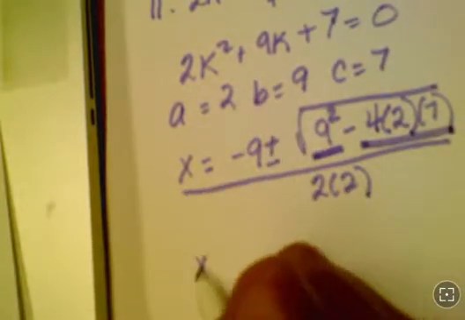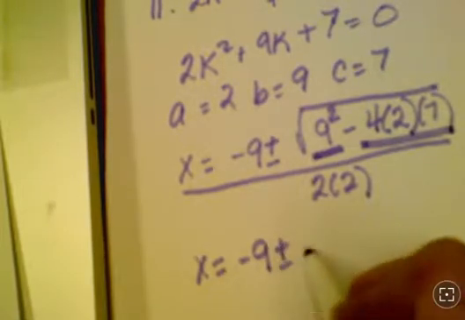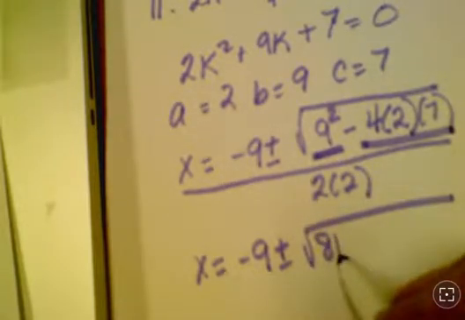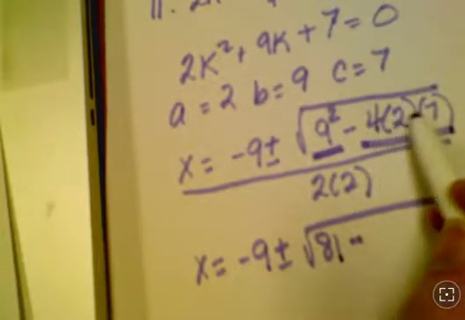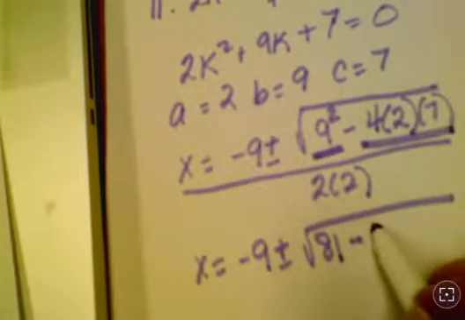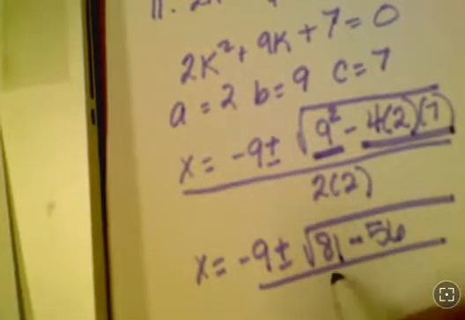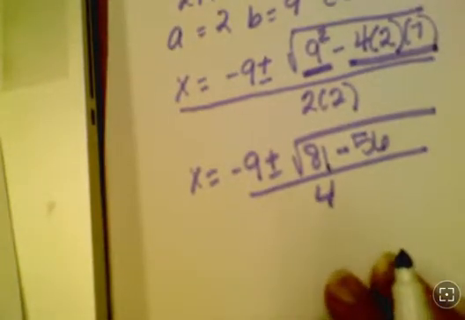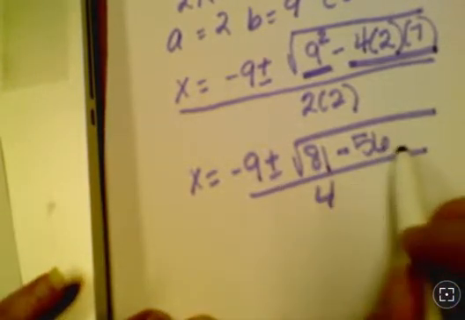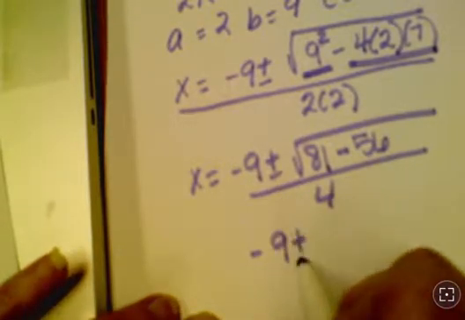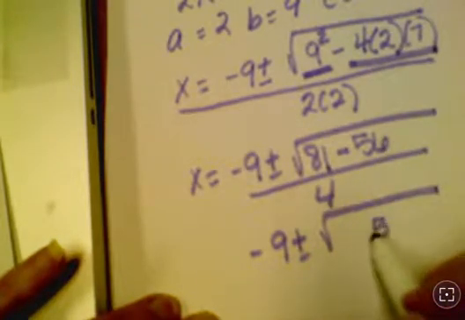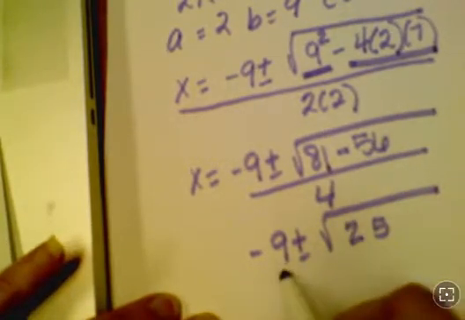Okay, so I get x equals negative 9 plus or minus the square root. So I'm going to square this first. 9 times 9 is 81, minus, because one negative makes this whole thing negative, 4 times 2 is 8. 8 times 7 is 56, all over 4. So now I need to do what's underneath the square root first. So I have negative 9 plus or minus the square root of 81 minus 56. Well, 81 minus 56 is 25, all over 4.